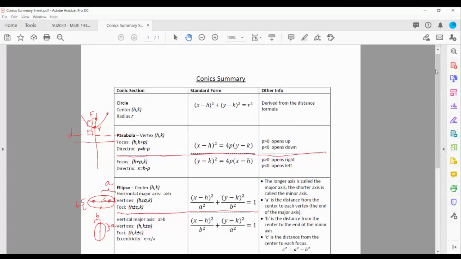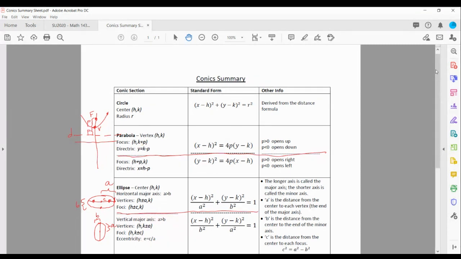So here's something to think about. This one that opens up or down, and we drew one that opens up, notice that the vertex and the focus are on the same vertical line. And that's why they share h. That doesn't change. P is the distance from the vertex to the focus, and so we're going to add p to the k value to get to the focus.